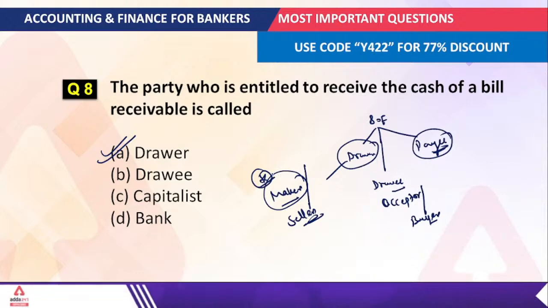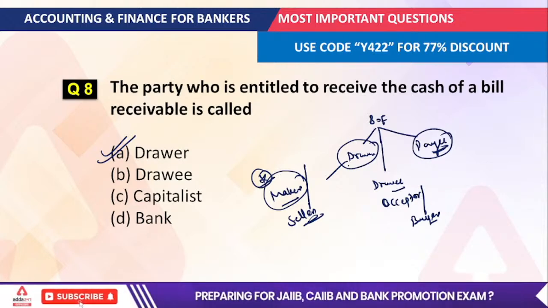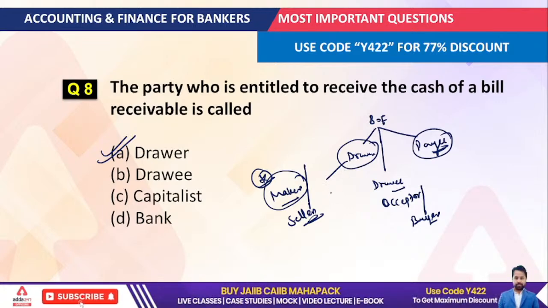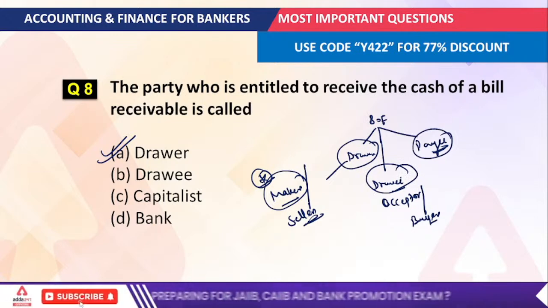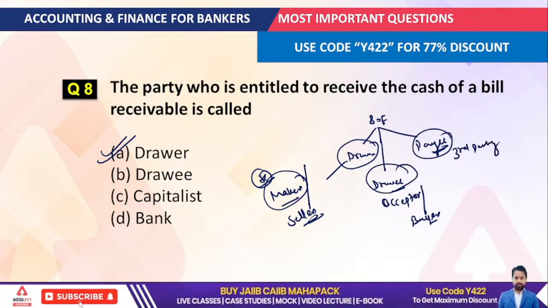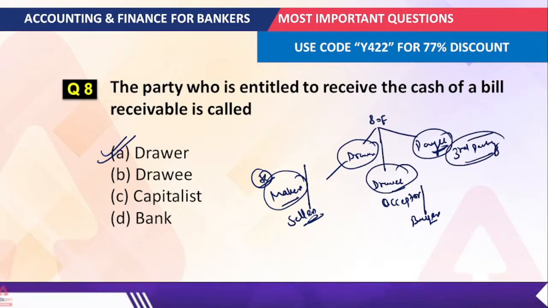Whenever we talk about the drawer, it is known as the maker, and you can also just say the seller. And when we talk about the drawee, it is the acceptor or the buyer, and the payee is known as your third party. Okay, so the payee is known as a third party, right? So the correct answer of this question would be the drawer.